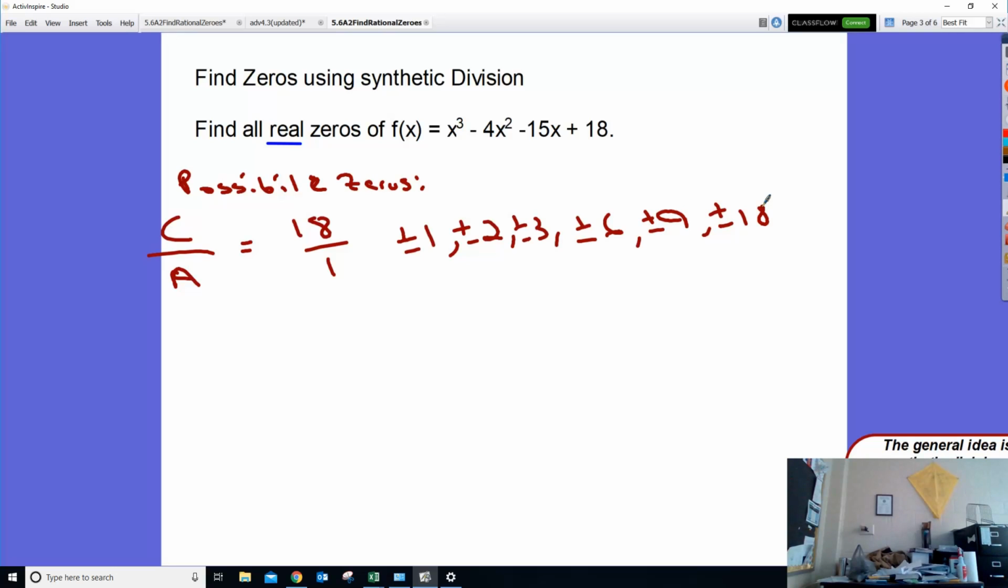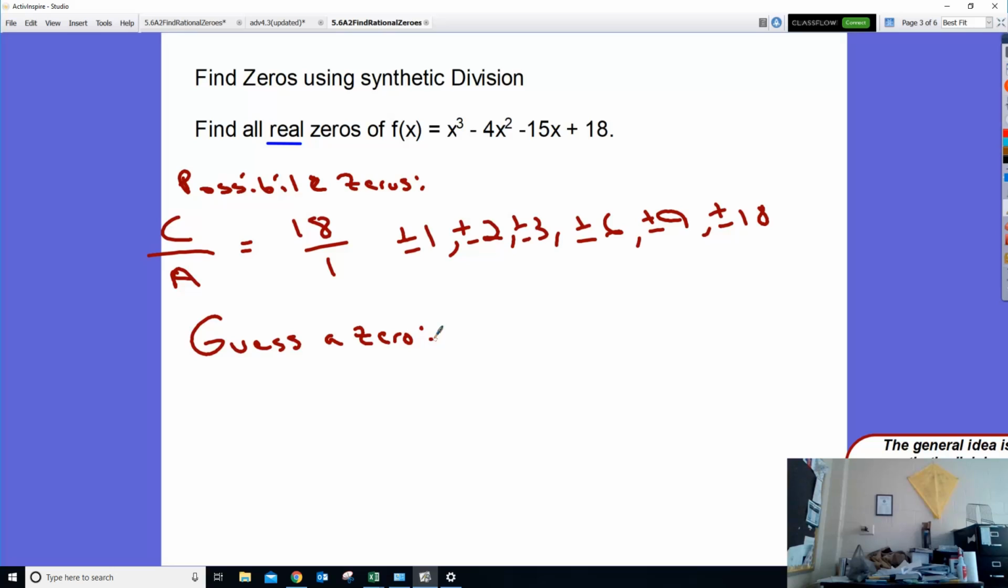And it says do this using synthetic division. We're going to do a lot of guessing. What we're going to do is guess a zero. Now, if I guess a zero, say I pick 2, and I do synthetic division, I get a 0 remainder. What's that tell me? It tells me 2 is a zero. Say I pick 3. 3 has a remainder of 9. Is 3 a zero? No.